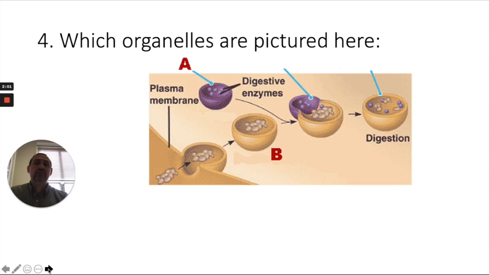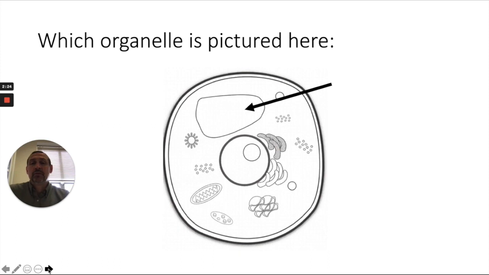Here we have lysosomes. You know they're lysosomes because there's digestive enzymes inside of that vesicle. And then we have vacuoles or vesicles. A lot of times they're very similar. Vacuoles are organelles that store things like food and water, whereas vesicles are going to be organelles that transport things. Here's a great example of a vacuole, a large storage area in a cell.